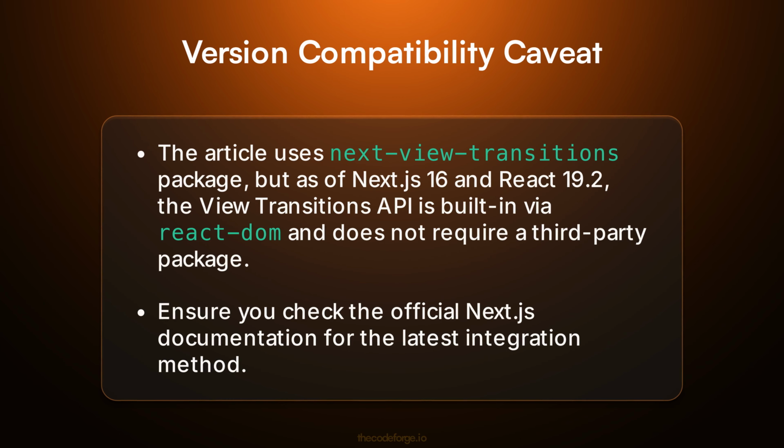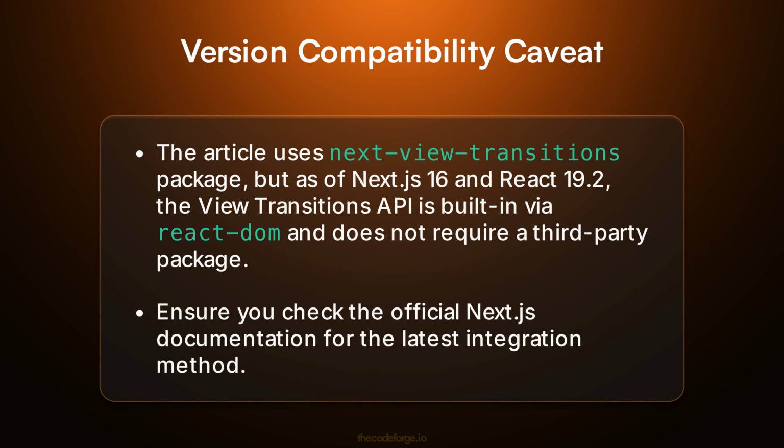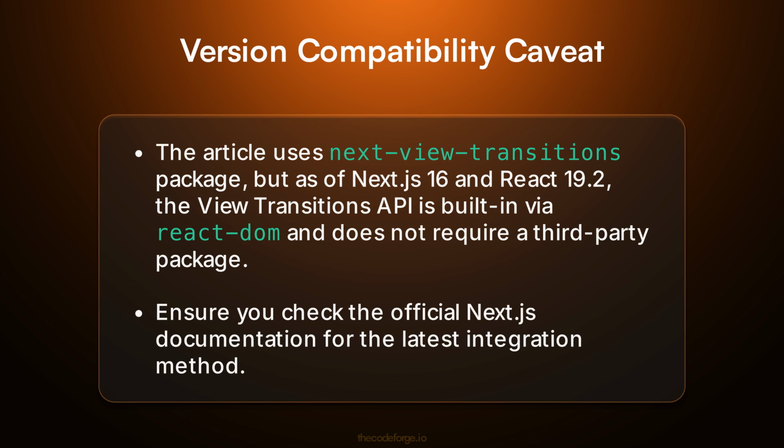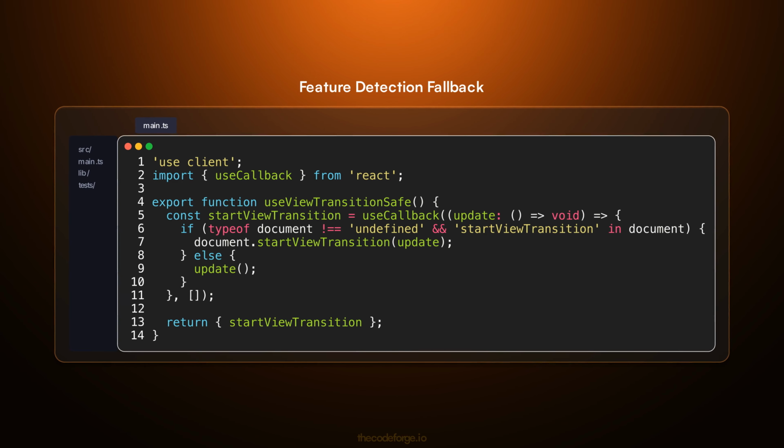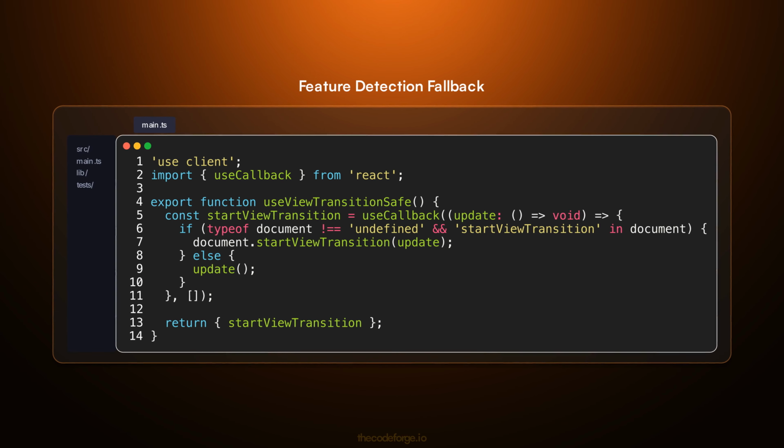The article uses the Next.js package, but as of Next.js 16 and React 19.2, the ViewTransitions API is built in via React DOM and does not require a third-party package. Ensure you check the official Next.js documentation for the latest integration method. The article mentions a production incident where missing feature detection caused navigation to fail.